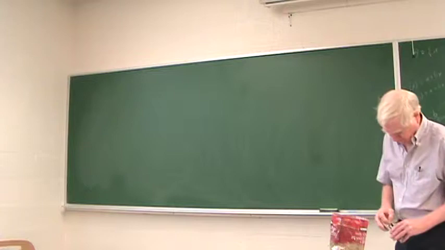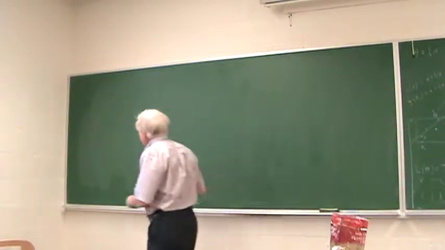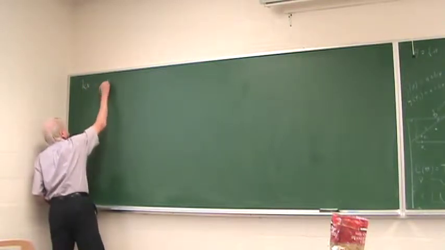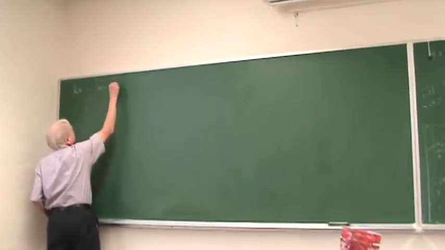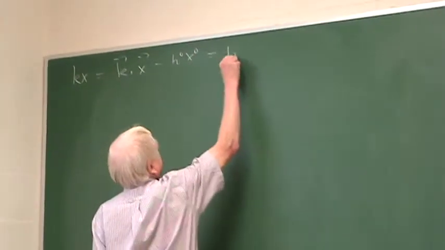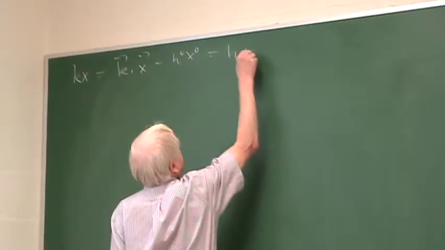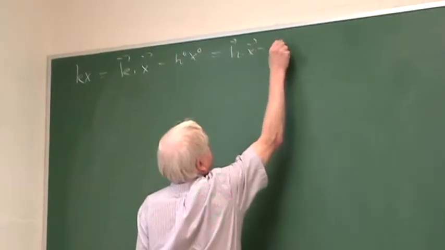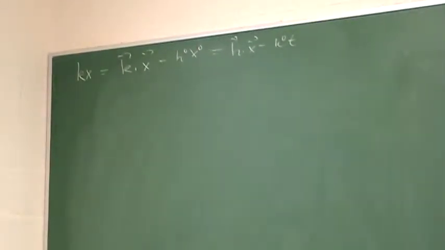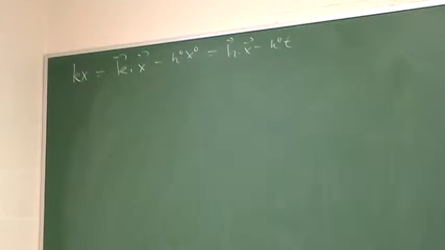So let me just explain for everybody what K dot X is. Or in fact, it's often written just KX, and so that means K dot X minus K zero, X zero. Or what's the same thing basically is K dot X minus K zero T, since X zero is T, at least in natural units. So any questions before we go on?